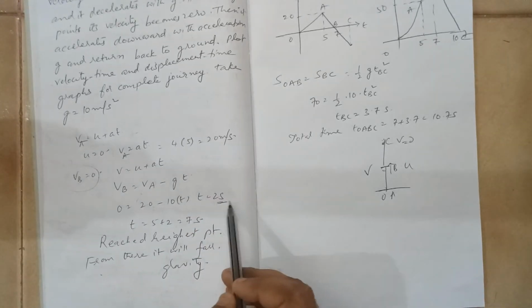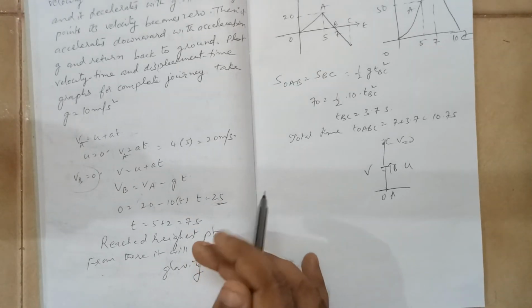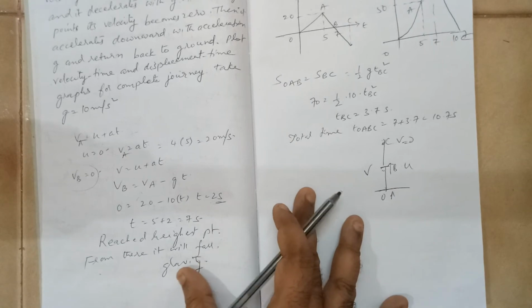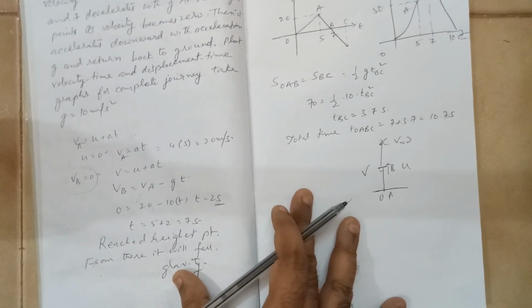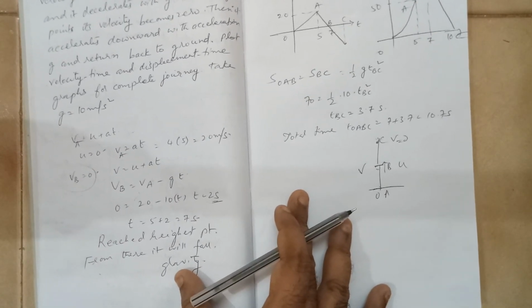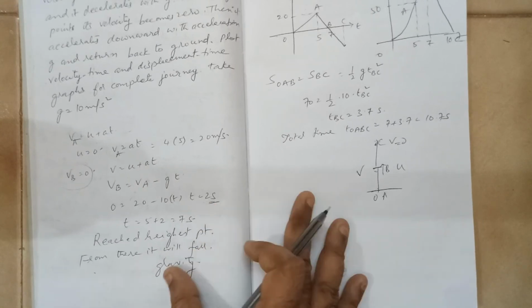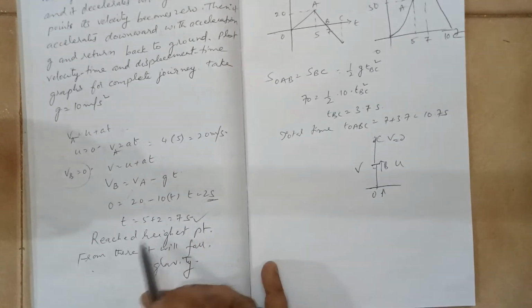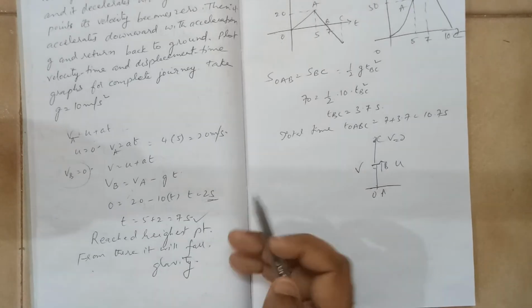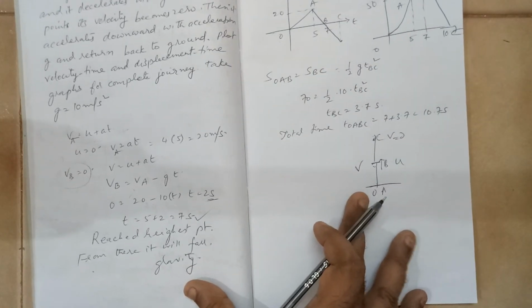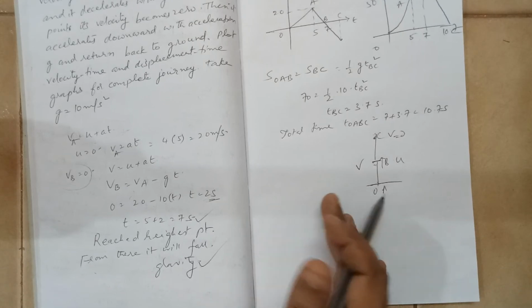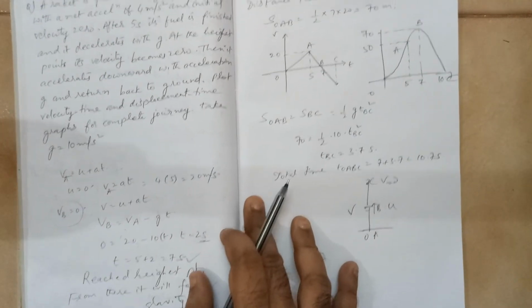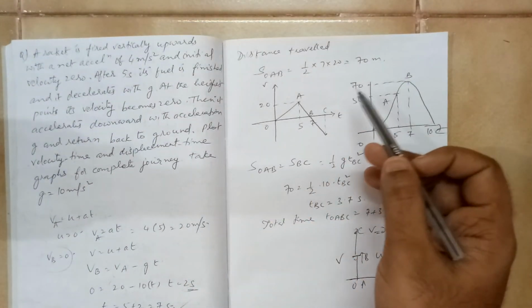So v_B is equal to 0, v_A is the u value, and you can find the time. You get time equal to 2 seconds. That means after the fuel is over, the rocket has traveled for 2 seconds. So what is the total time till now? 5 seconds with the fuel and 2 seconds without the fuel, so the total time is 7 seconds. At this point it has reached the highest point, and from there it will fall due to gravity. It's common sense.